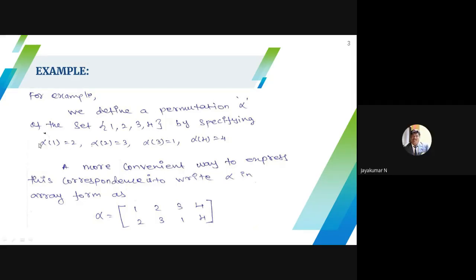Okay. This is a given set 1, 2, 3, 4. We can define permutations in many manners. Here I define 1 maps onto 2, 2 maps onto 3, 3 maps onto 1, 4 maps onto 4. This is one such type of permutation. So the set elements are 1, 2, 3, 4. I have to write them in ascending order. Then the function is defined like 1 maps onto 2, so I write 2 here, 3 maps onto 1, I write 1 here, 4 maps onto 4, I write 4 here.